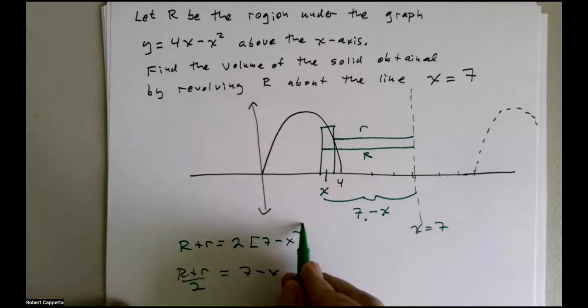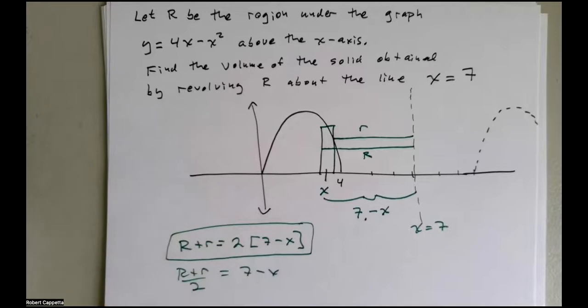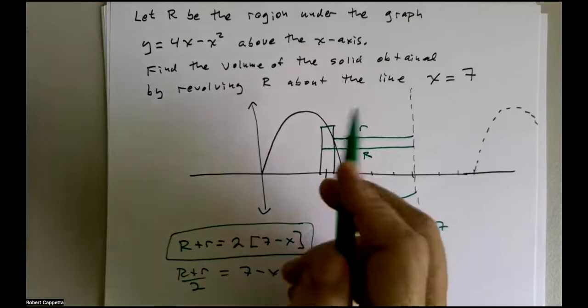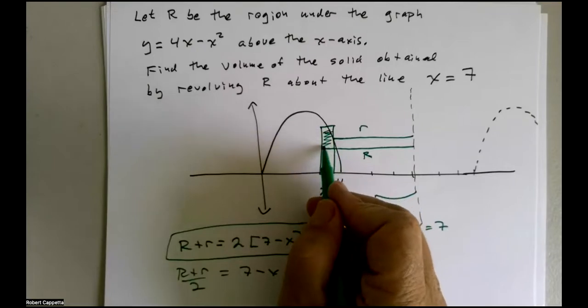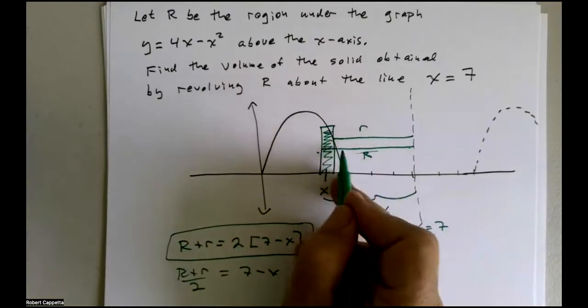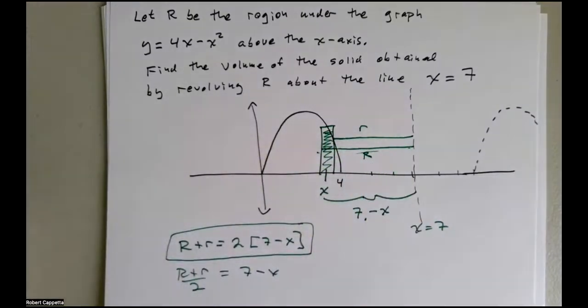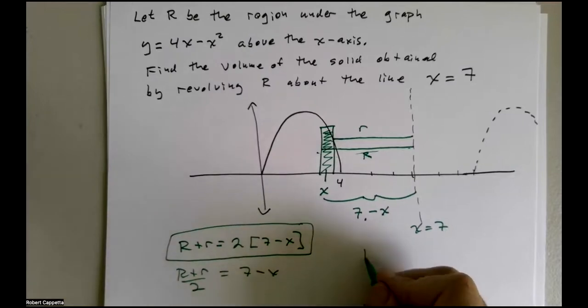So I need this in my formula for the volume of the shell. I need big R plus little r. I also need big R minus little r. What is big R minus little r? Well, that's the thickness of this thing. Big R out to here, little r out to here. If I subtract those two things, if I subtract their absolute values, if you will, big R minus little r is simply going to be the change in x.